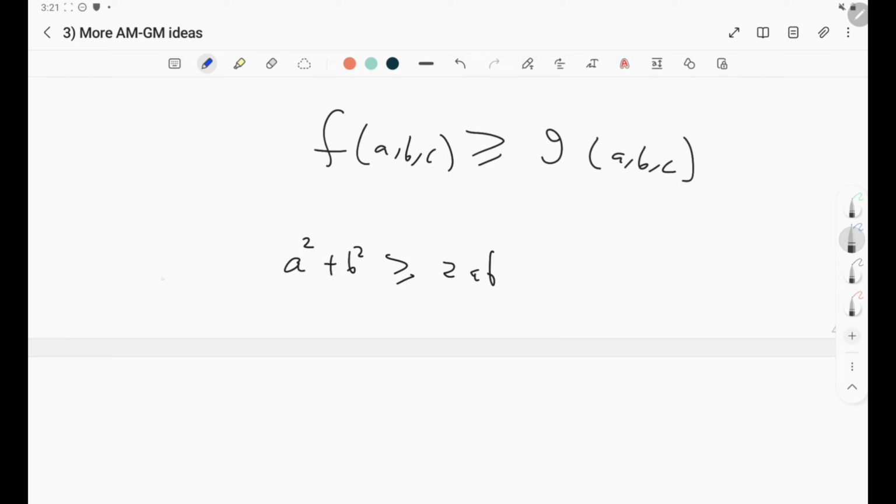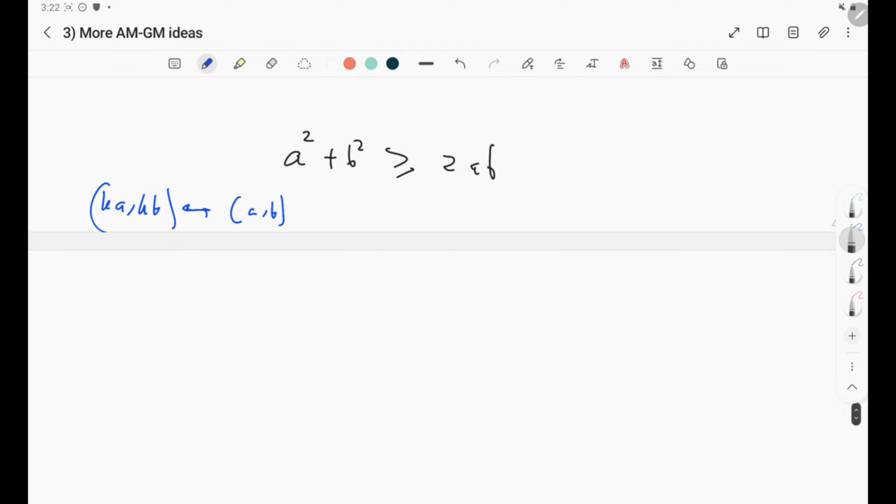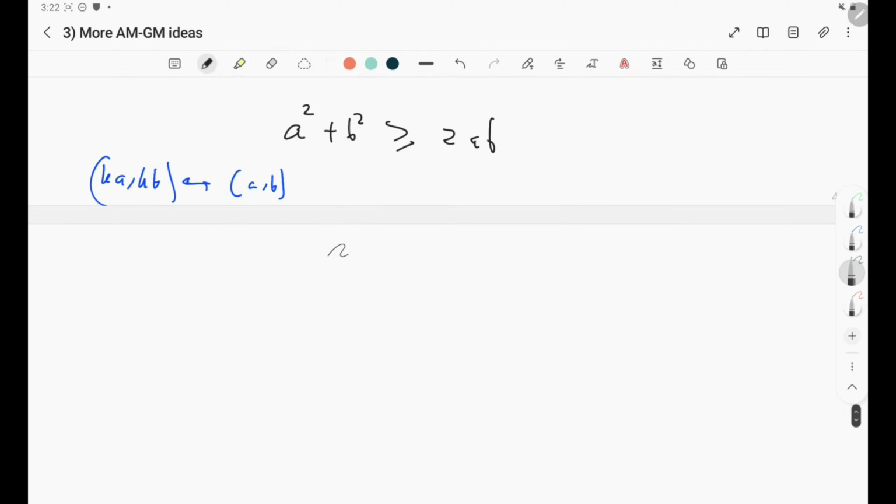Also, you can think about it. What happens if I put ka, kb? What will happen? Well, here I will have k squared, k squared, k squared. So the k squared will cancel. So it's actually the same as a and b. So this is a homogeneous inequality. Actually, the AM-GM itself is homogeneous if you think about this.